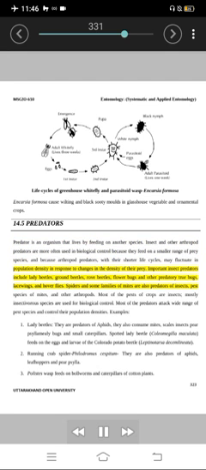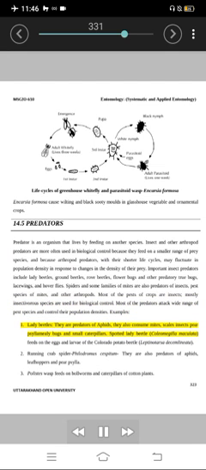Important insect predators include lady beetles, ground beetles, rove beetles, flower bugs and other predatory true bugs, lacewings, and hoverflies. Spiders and some families of mites are also predators of insects, pest species of mites, and other arthropods. Most of the pests of crops are insects. Mostly insectivorous species are used for biological control. Most of the predators attack a wide range of pest species and control their population densities.